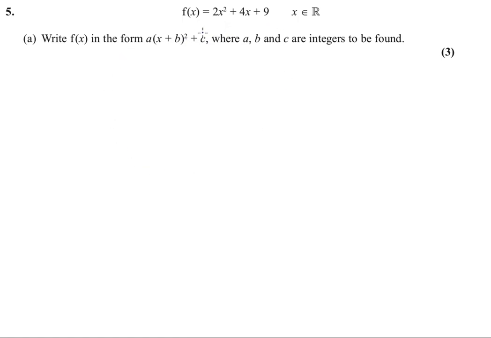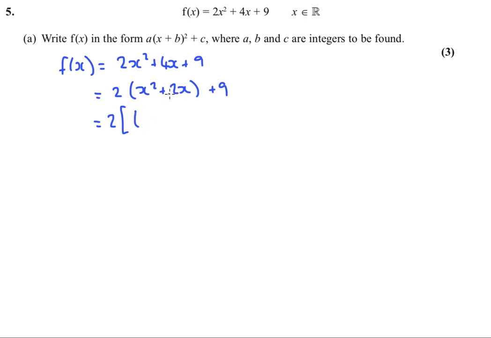Okay, question 5 is asking us to complete the square. So that's a nice little bit of AS maths. So pretty routine. I'm going to take out a factor of 2 from the first two terms. Then complete the square of this bracket.